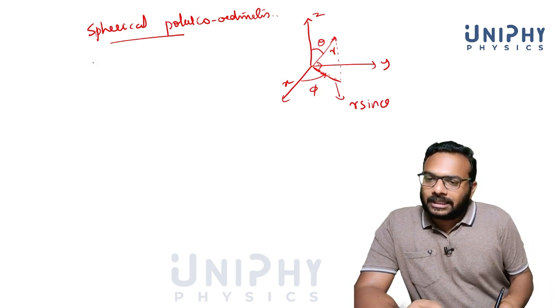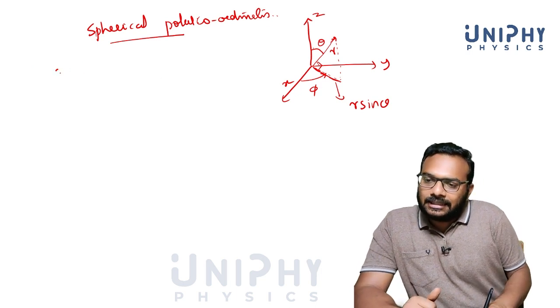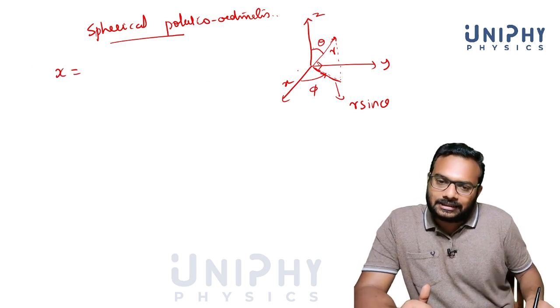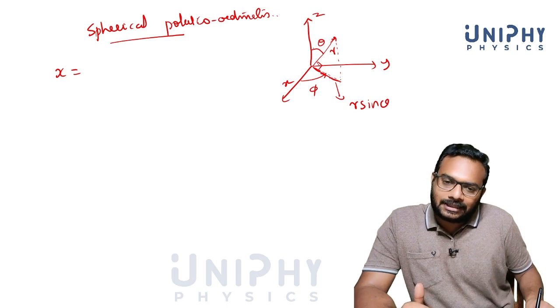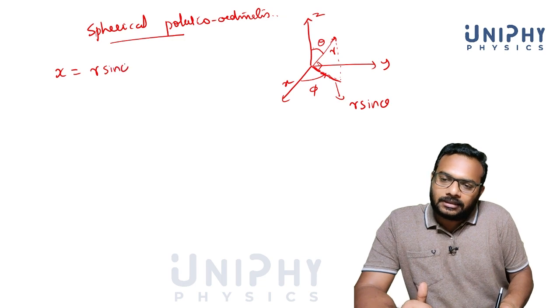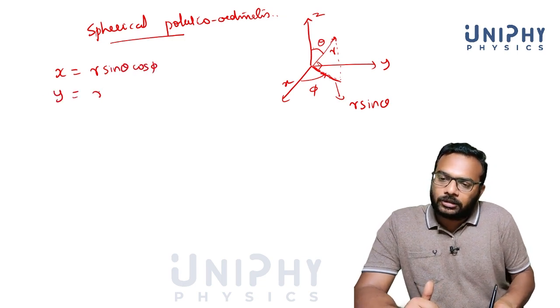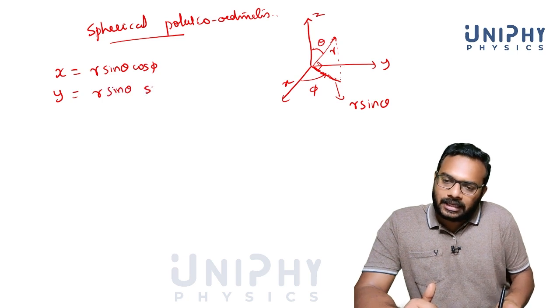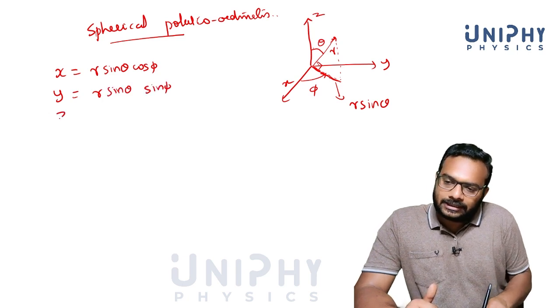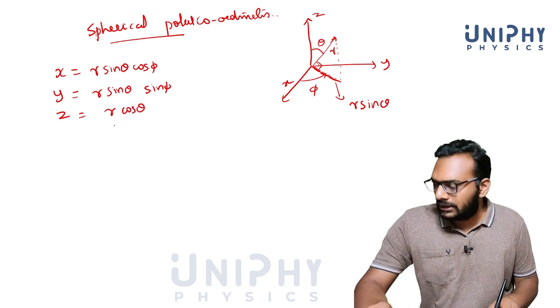With that we can write down the transformation equations easily. You may already remember that this length is r sin theta, so x is equal to r sin theta cos phi. y is equal to r sin theta sin phi, and z is equal to r cos theta.